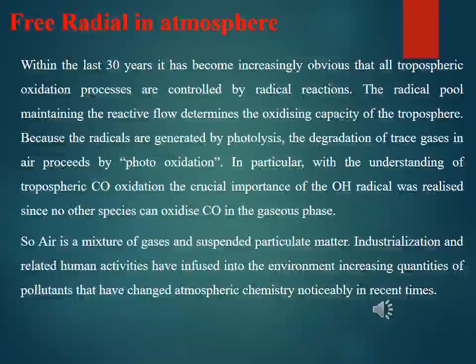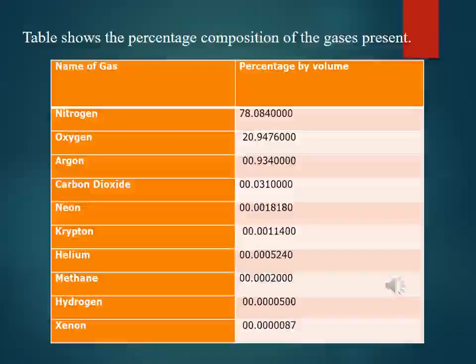So, air is a mixture of gases and suspended particulate matter. Industrialization and related human activities have infused into the environment increasing quantities of pollutants that have changed atmospheric chemistry noticeably in recent times. Now let's have a quick glance at the percentage composition of various gases present in the environment.